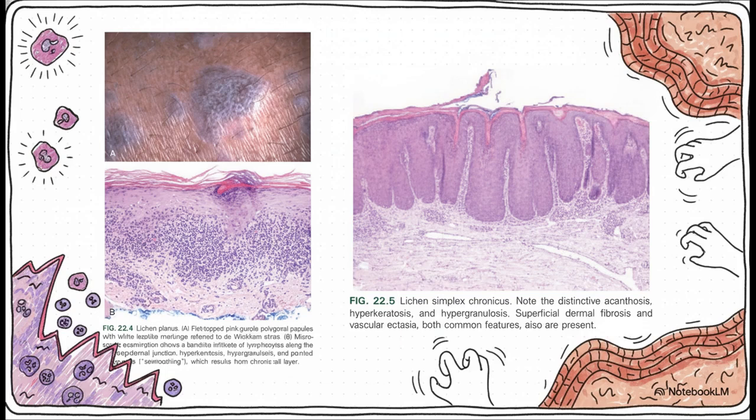Clinically, it shows up as purple papules with these fine, white lace-like lines called Wickham stria. On the other side, contrast that with lichen simplex chronicus. This actually isn't an autoimmune attack at all. It's simply the skin's mechanical defense against repeated rubbing and scratching. The skin responds by forming a distinct, thickened, psoriasiform acanthosis, which just makes the area tough and leathery.